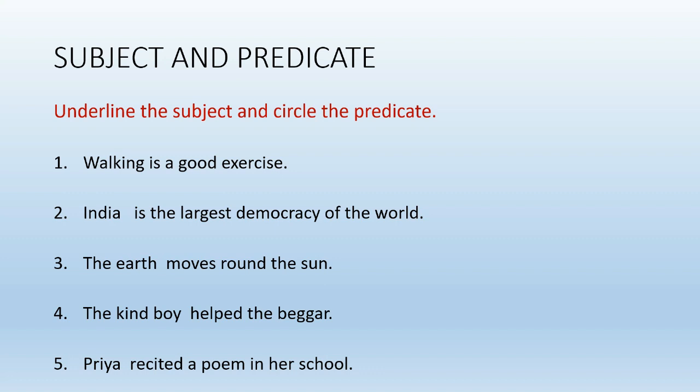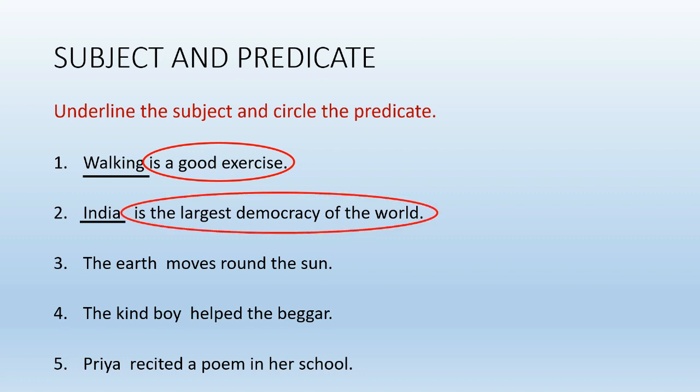Walking is a good exercise. So what's the thing mentioned over here? Walking. So walking is the subject and is a good exercise is the predicate. India is the largest democracy of the world. So India is the name of the country. So India is the subject and is the largest democracy of the world is the predicate, because it is something we are saying about India.